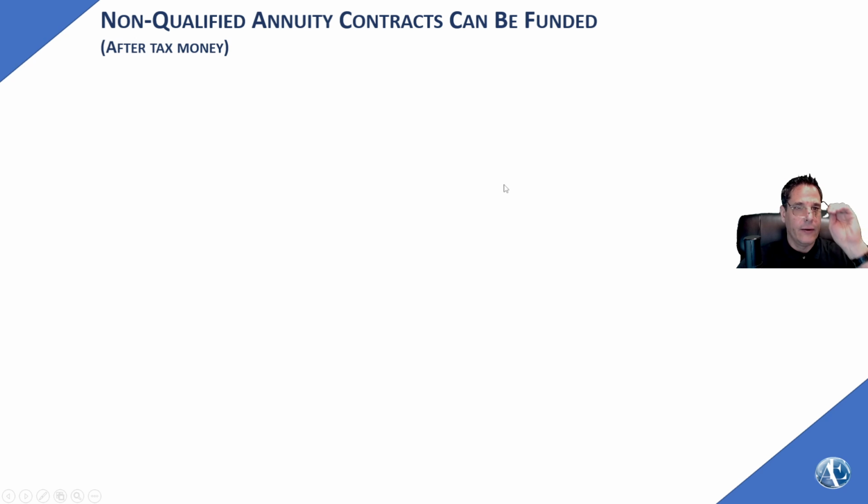Okay, so first we're going to talk about how non-qualified annuity contracts can be funded. This is after-tax money. I'll go through non-qualified and qualified real quick. I've even had a CLU call me once asking what the difference was again. If you don't work with this stuff every day, you might not be familiar with it.